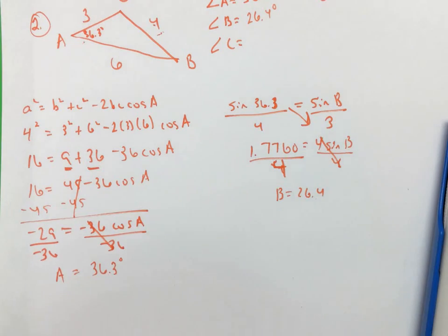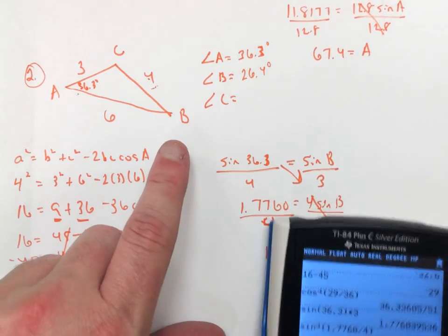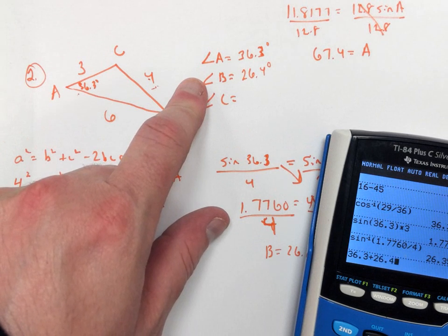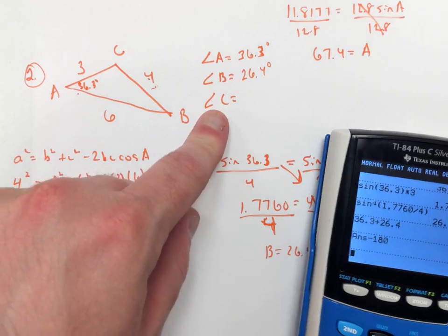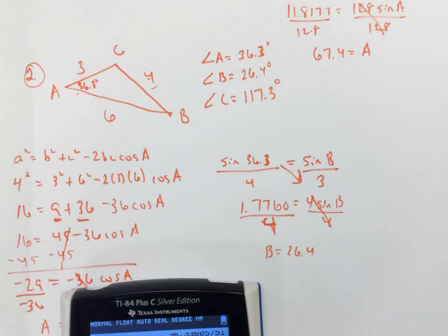Remember, you said, Mr. Chester, these triangles, you can't judge, it's not drawn to scale, okay? So it's okay. All right, so now I got these two angles, 36.3 plus 26.4. Subtract that from 180 to find that third one, and I get 117.3. Boom. There you go.